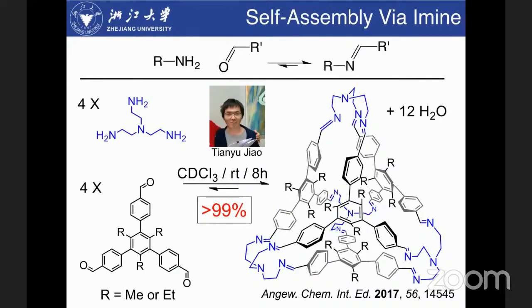This is our first paper in the field of dynamic covalent chemistry. Basically, amine and aldehyde can undergo reversible reaction to form an imine compound. So that is what we do. Here, we buy a compound which contains 3 amino units, and then we synthesize a compound which contains 3 aldehyde units. If you mix these 2 species together, after 8 hours, we can get a tetrahedral compound in 99% yield, which means there is no byproduct.